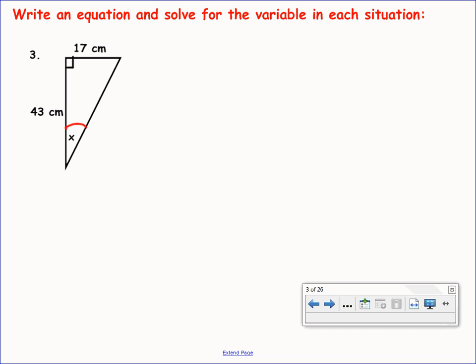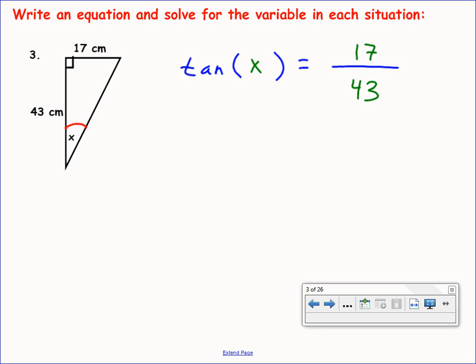Tangent, absolutely. Raise your hand if you use tangent. Good, thank you. So tangent of an angle is a ratio. In this case, my angle is x. My ratio is opposite over adjacent. So for us, that's 17 over 43.